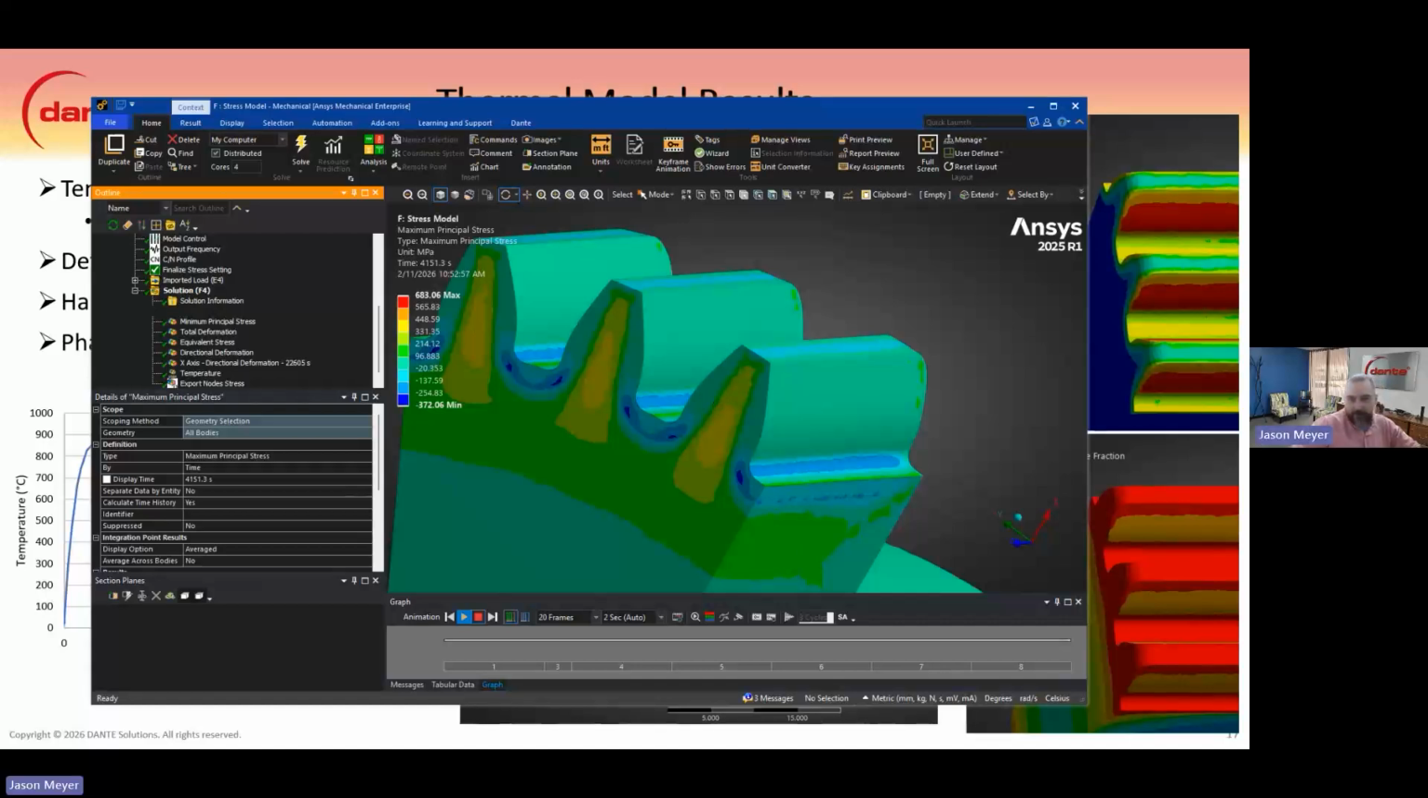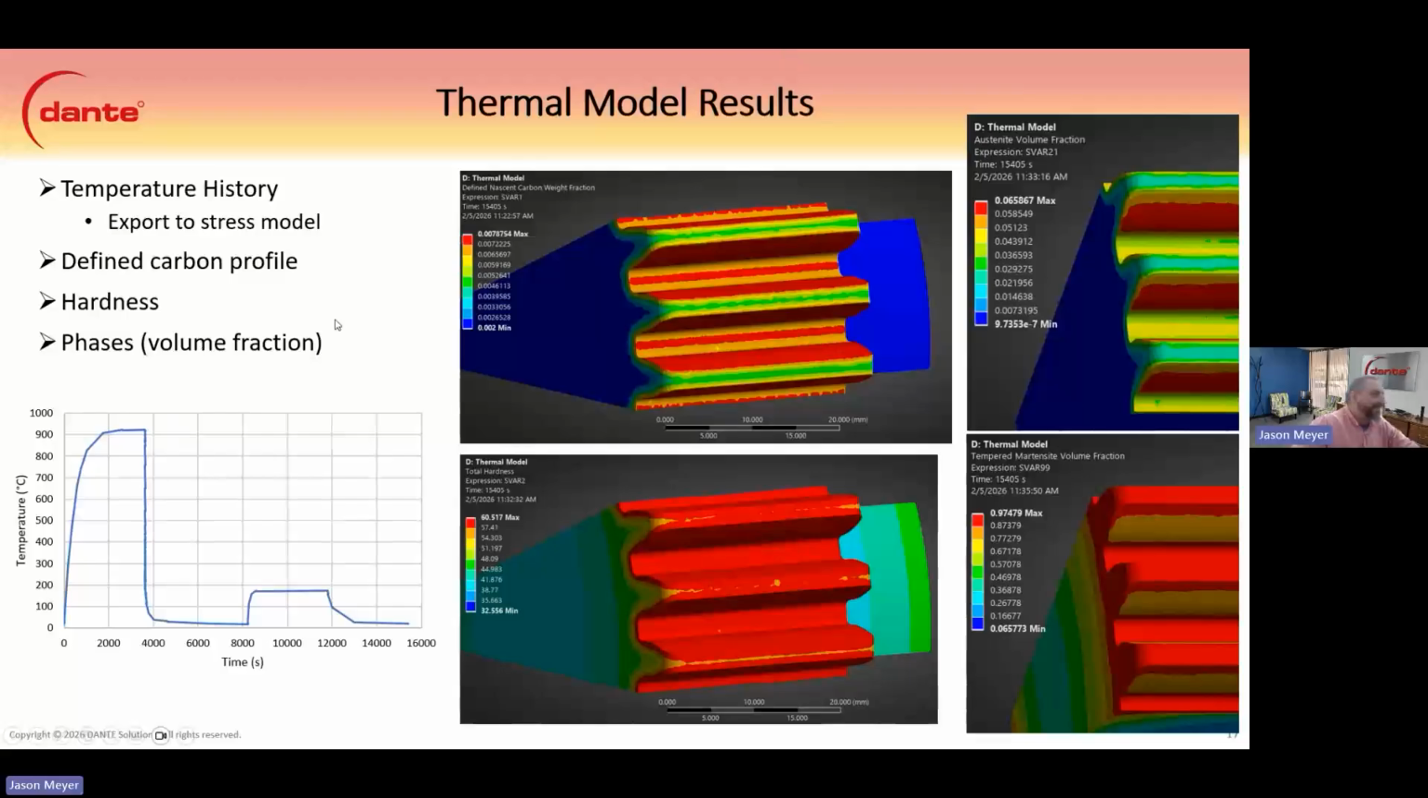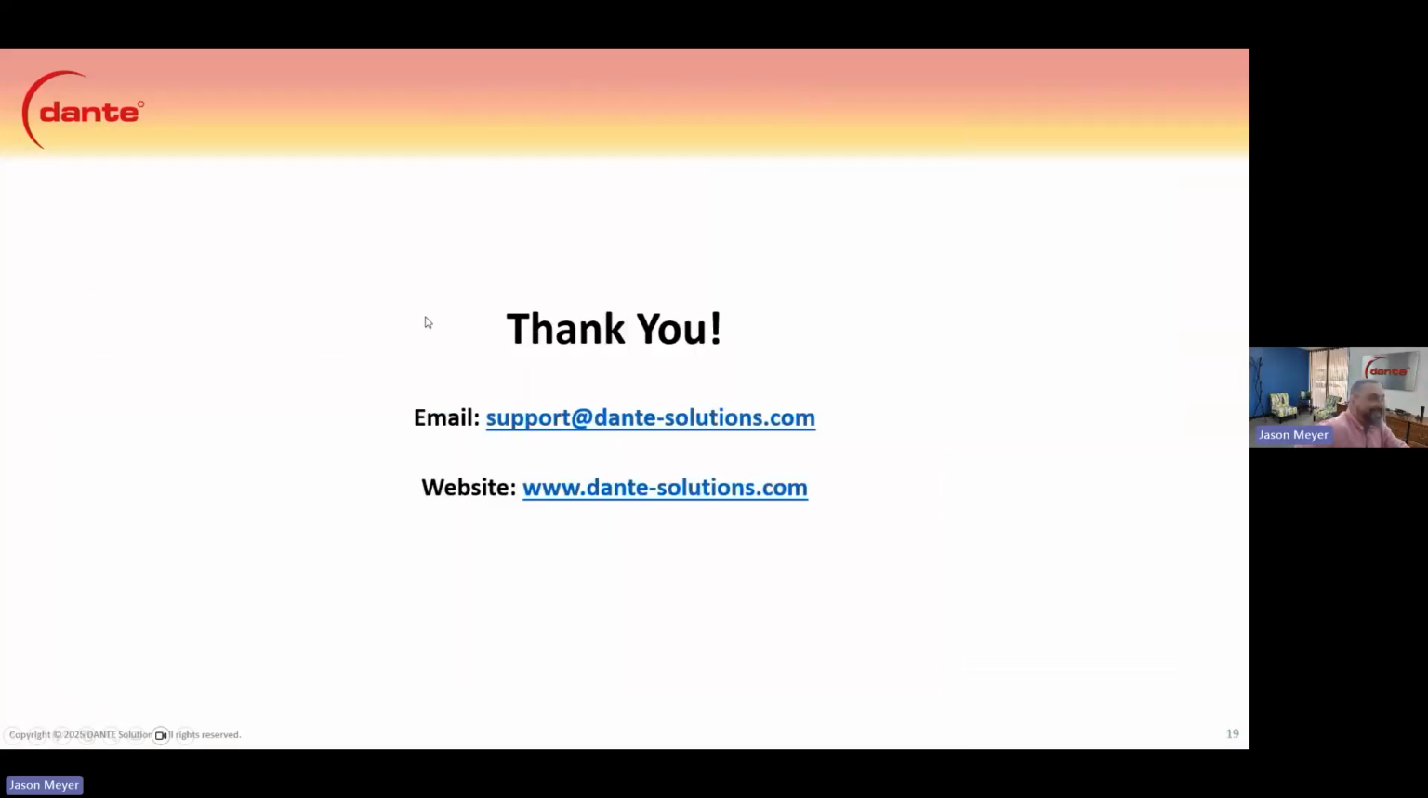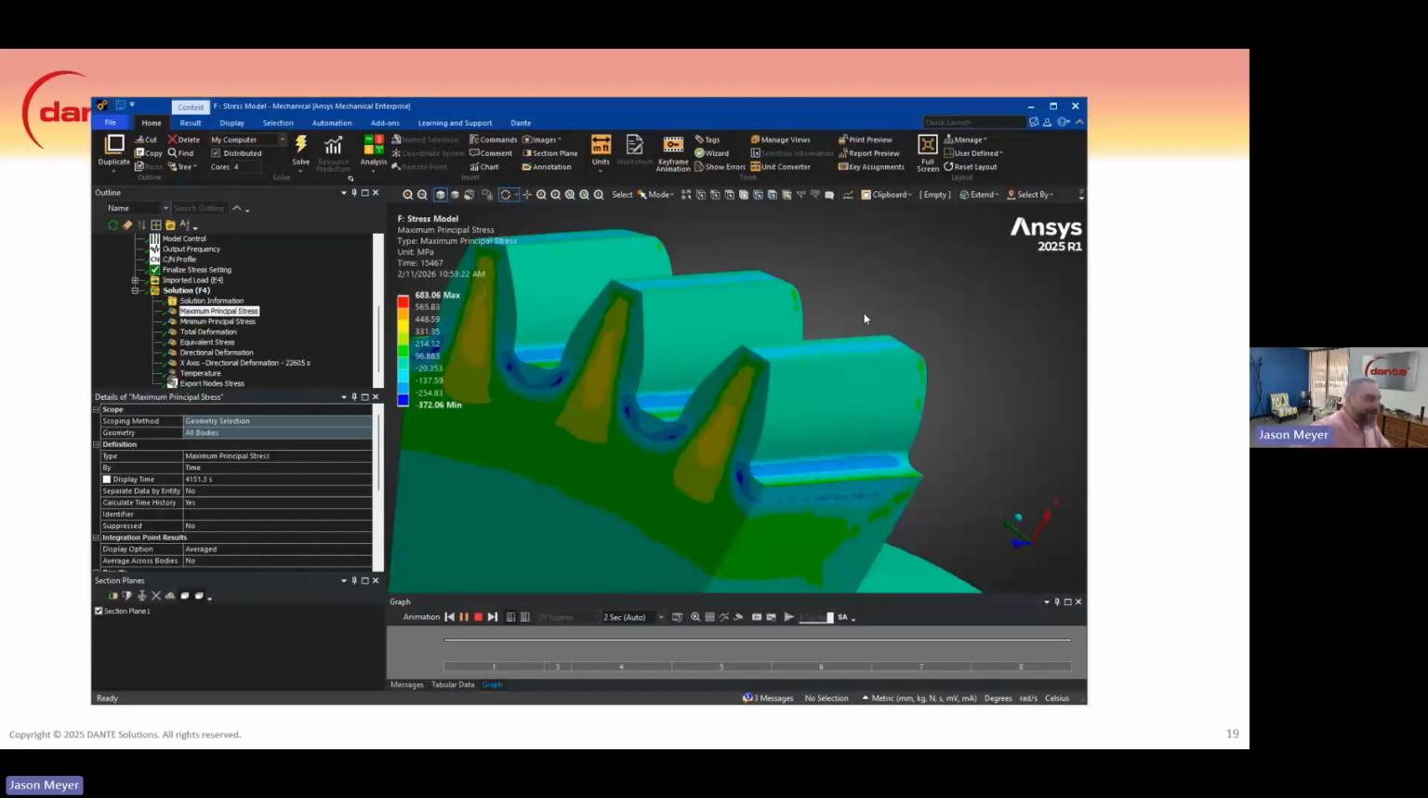And I believe I'm running pretty close to the end of the time here. So let me just go ahead and go back to the slides here. We can see the thermal model results. And then, this is the one I didn't save. So we have the stress model results that I was showing here. Stress model is back up and running.